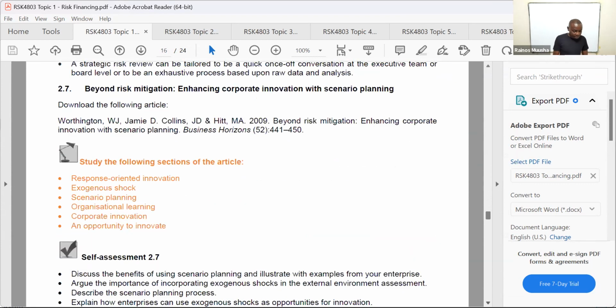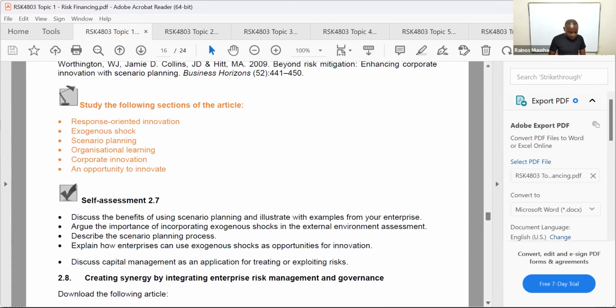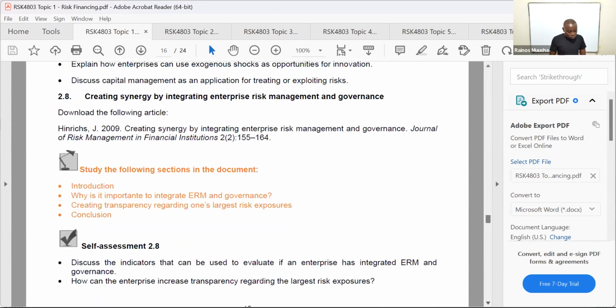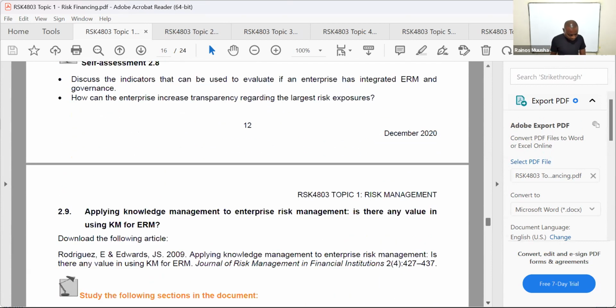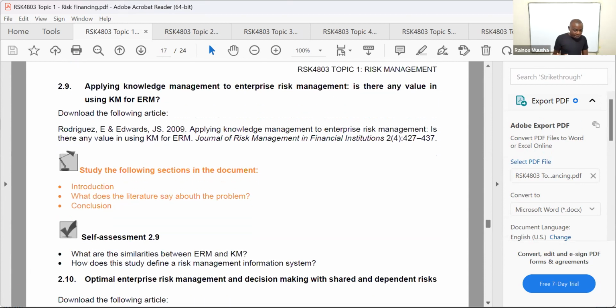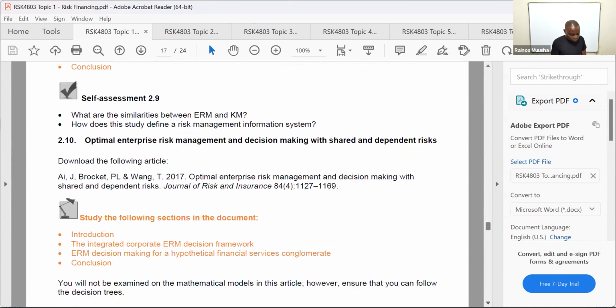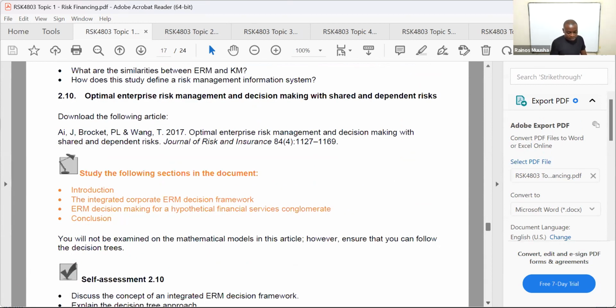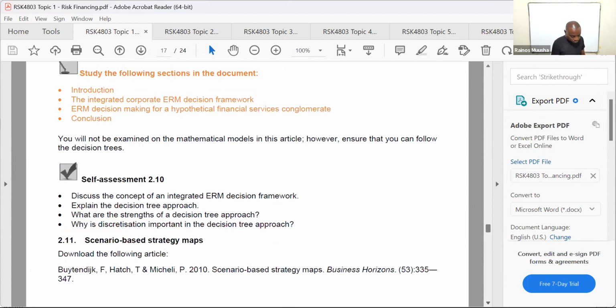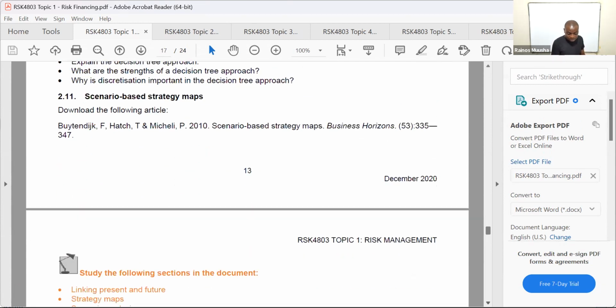We go through the study guide. Then 2.7 looks at beyond risk mitigation. There's an article that we need to go through. Then there's also creating synergy by integrating enterprise risk management and governance as well. And 2.9 looks at applying knowledge management in enterprise risk management. Is there any value in using knowledge management and enterprise risk management systems as well? Then 2.10 looks at optimal enterprise risk management and decision making with shared and dependent risks as well. And 2.11 looks at scenario-based strategy maps.